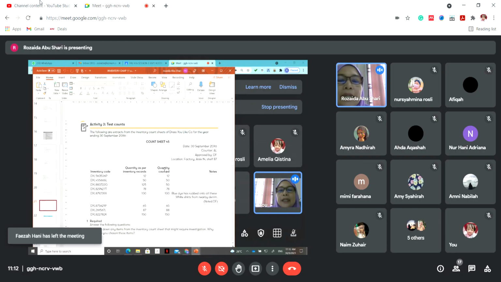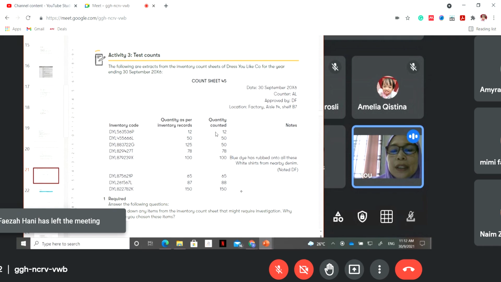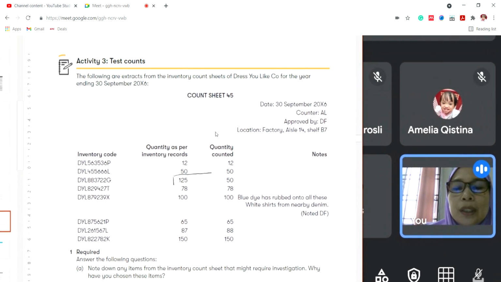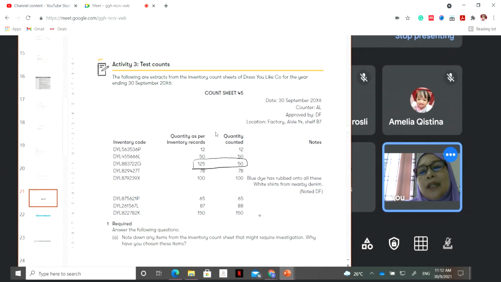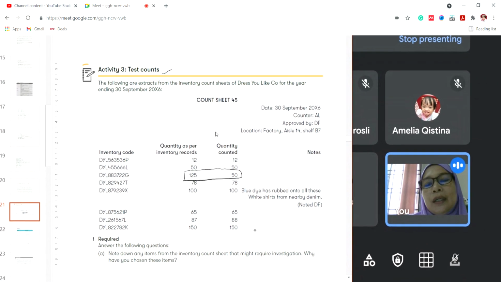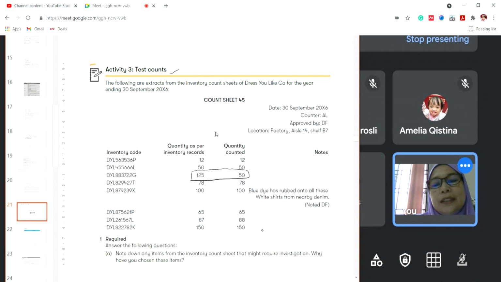Okay, this is what we discussed yesterday. Yesterday we did the substantive procedure on the test count. When you observe the inventory count done by the management, you might take a sample. So this is the result that the auditor recorded.